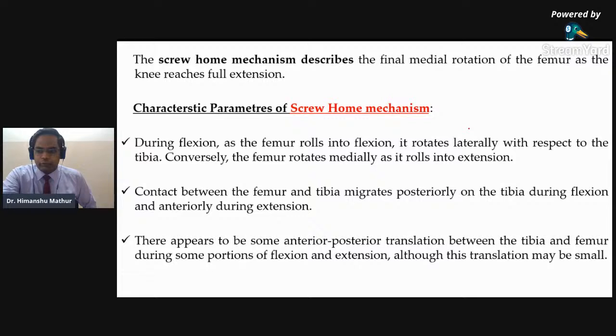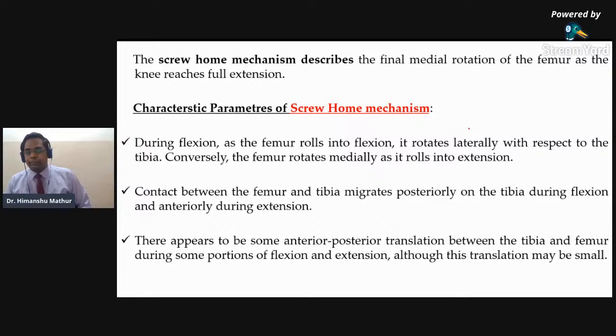Okay, now let us see what has been written here. During flexion, as the femur rolls into flexion, it rotates laterally with respect to the tibia. That is the closed kinematic chain. The femur rotates medially as it rolls into extension. Clear, everybody? Contact between the femur and tibia migrates posteriorly on the tibia during flexion and anteriorly during extension. That's a simpler thing.